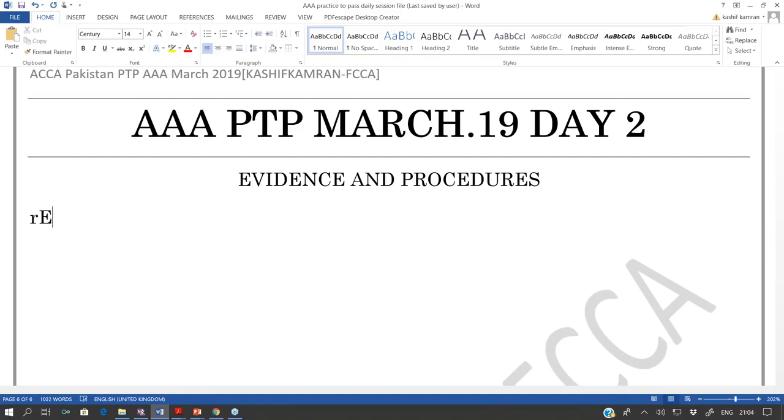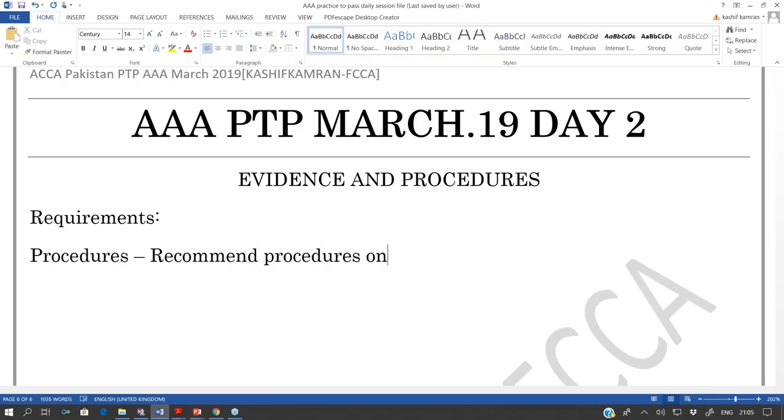First of all, when you look at the exam requirements, in terms of a question which comes on procedures, the examiner straight away asks you, recommend procedures on a fill in the blank and a question mark. So examiners straight away ask you, recommend procedures on a fill in the blank and a question mark, right? So you need to recommend the procedures in the exam paper.